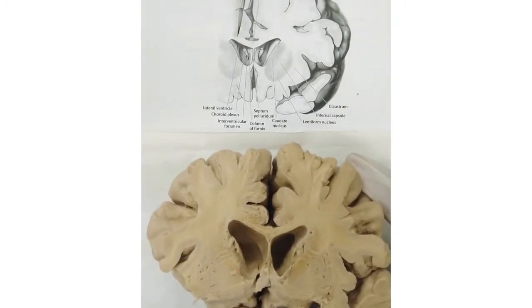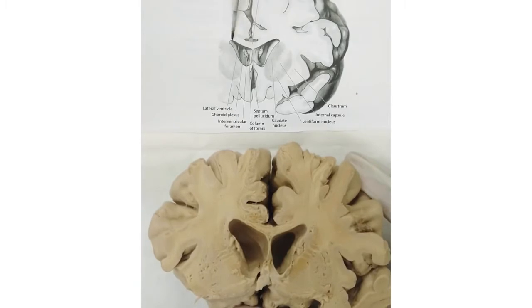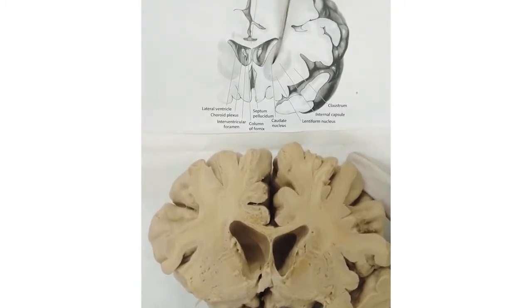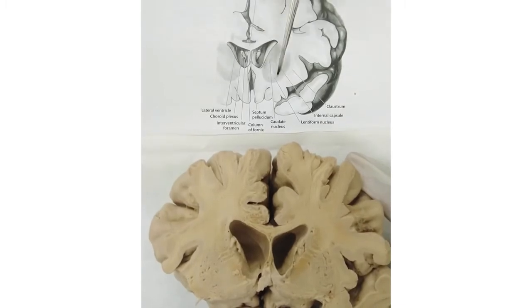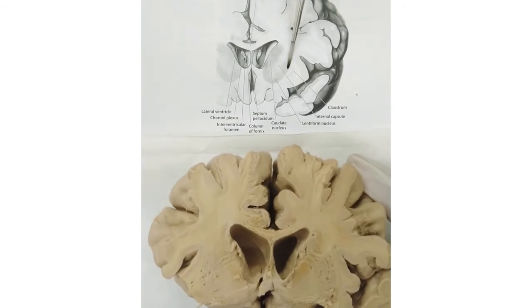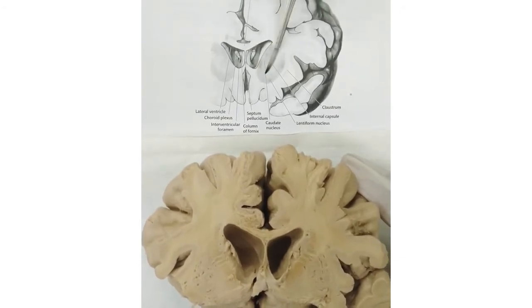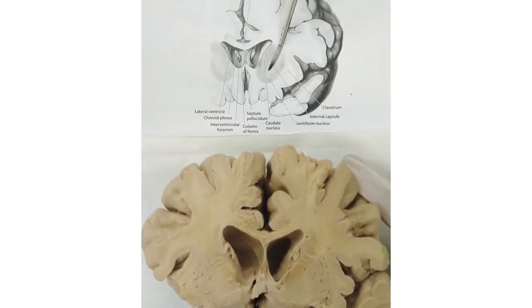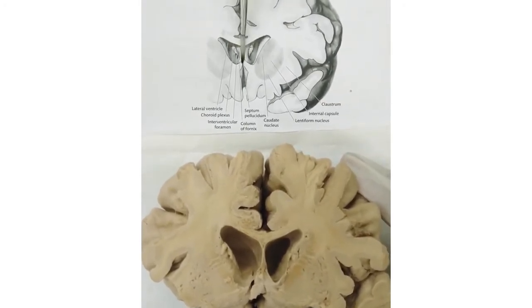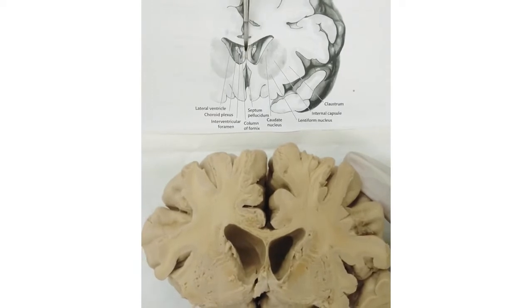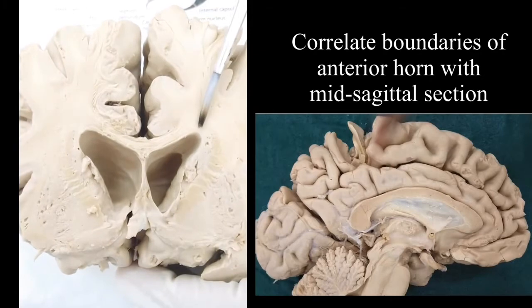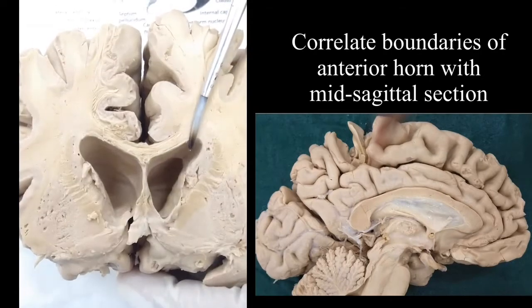This section is at the level behind the genu of the corpus callosum. In this figure you can see this is the corpus callosum. Here this is the bulging of the caudate nucleus. This is the lentiform nucleus. The caudate nucleus and lentiform nucleus are separated by the internal capsule. The two anterior horns are separated by a thin septum, that is known as the septum pellucidum. The anterior horn has 5 walls.